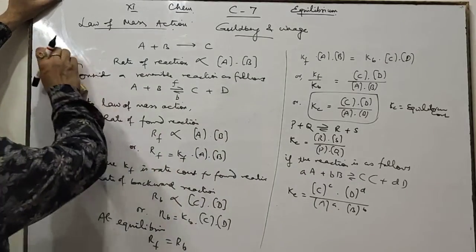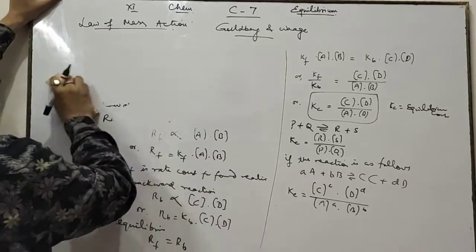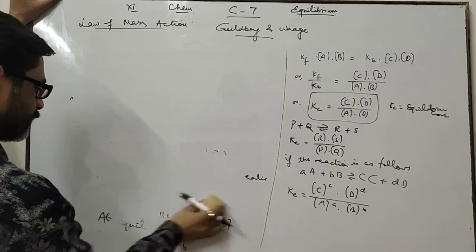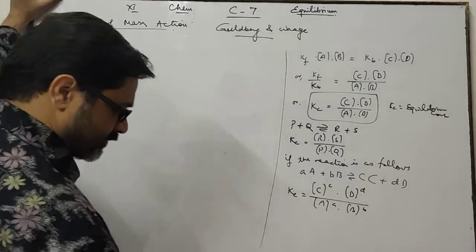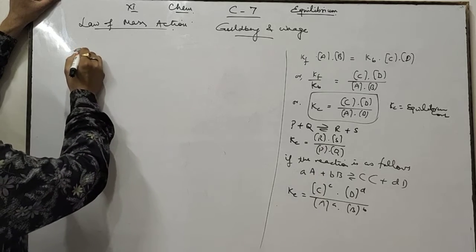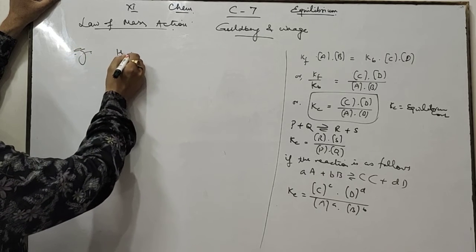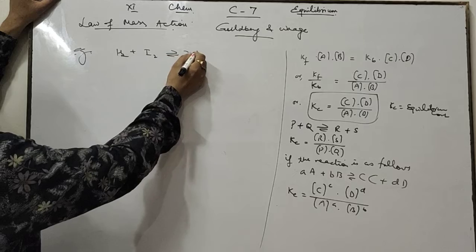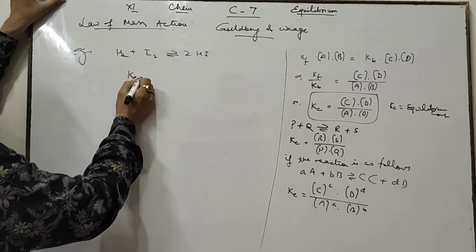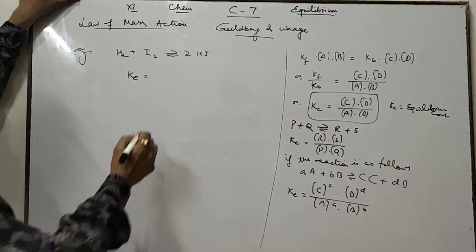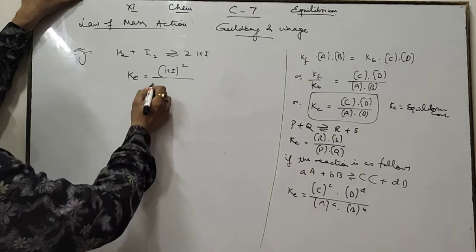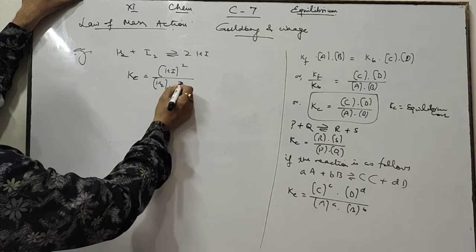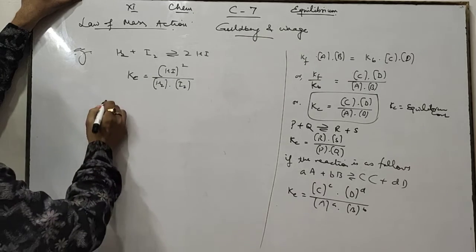Suppose an example, see here, for this reaction H2 plus I2 gives 2HI, the equilibrium constant Kc will be the square of active mass of HI upon active mass of H2 into active mass of I2.